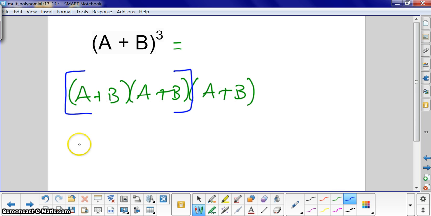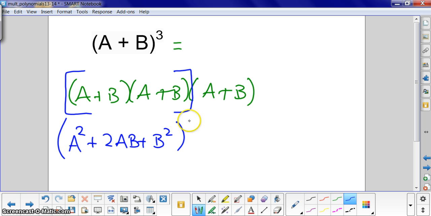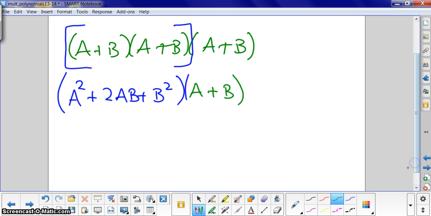A plus b times a plus b, that follows our a squared plus 2ab plus b squared pattern. I hope you remembered that. Now I need to take that and multiply it by this a plus b here. Okay, so I'm just going to do the distributive property over and over again. This is very similar to the very first problem we did in the first video.